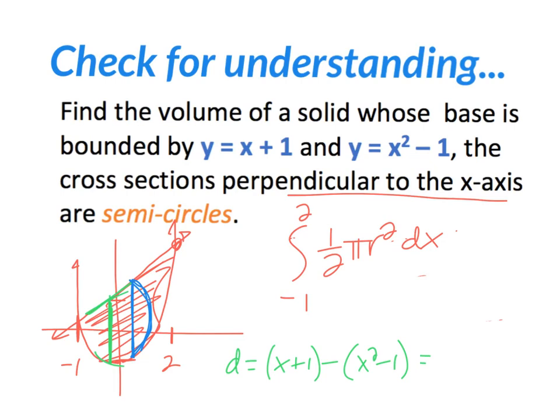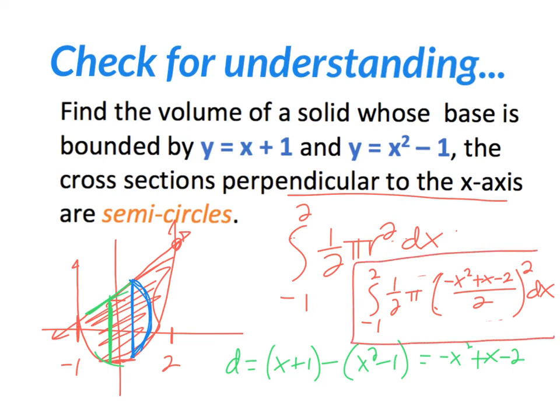So if I simplify the diameter a little bit, that ends up being -x squared, looks like plus x minus 2. And the radius is going to be half of that. So the overall setup would be from -1 to 2, 1/2 pi. And since the diameter is -x squared plus x minus 2, the radius is going to be half of that. And don't forget to square it because it's 1/2 pi r squared. And so this ends up being the setup for the semicircle.